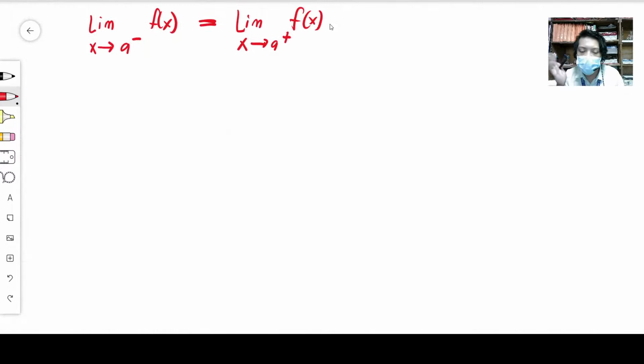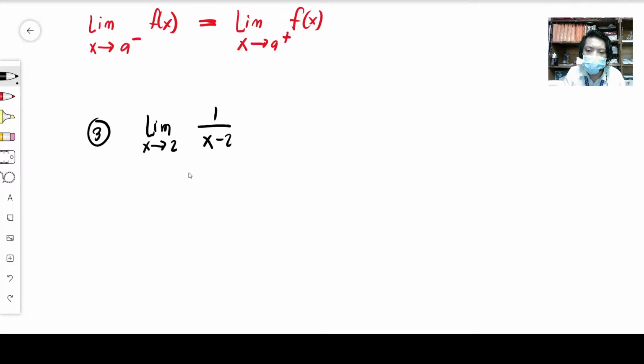Okay, let us have another example. Where does a limit not exist? We have here example number 3: the limit of 1 over x minus 2 as x approaches 2. To solve for this, let us solve for the left-hand limit first, meaning the limit of the function as x approaches 2 coming from the left.